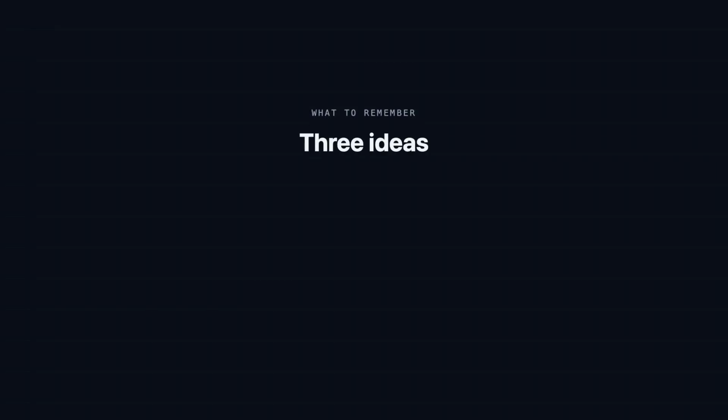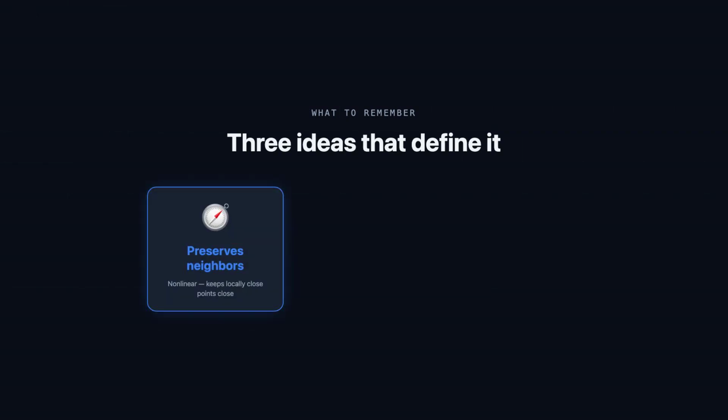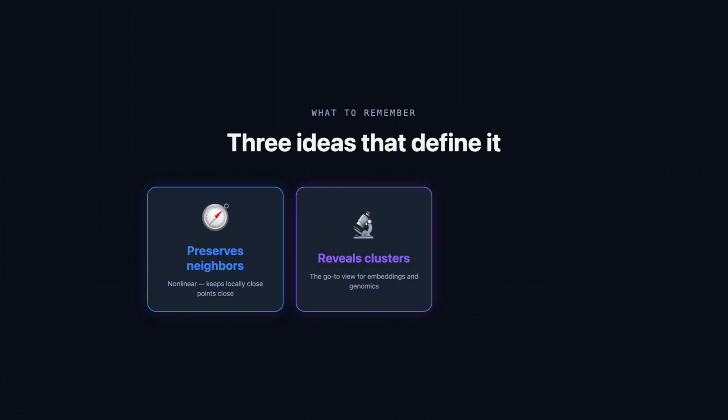Let's lock in the 3 things you really need to remember about t-SNE. Preserves your neighbors, nonlinearly. t-SNE doesn't care about global geometry. It bends space to keep locally close points close, which is precisely why it exposes fine-grained groups that a linear method would blur.